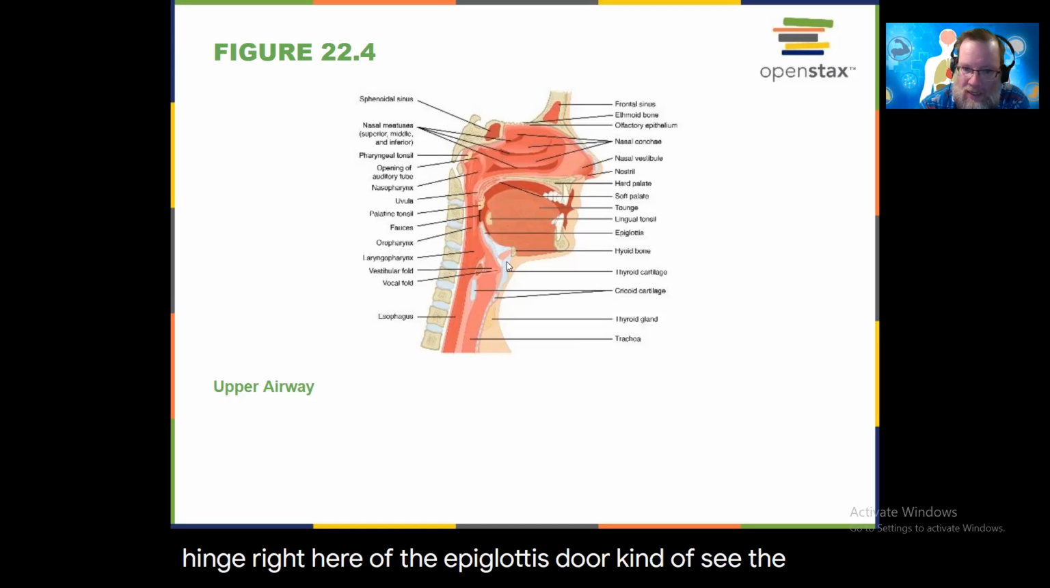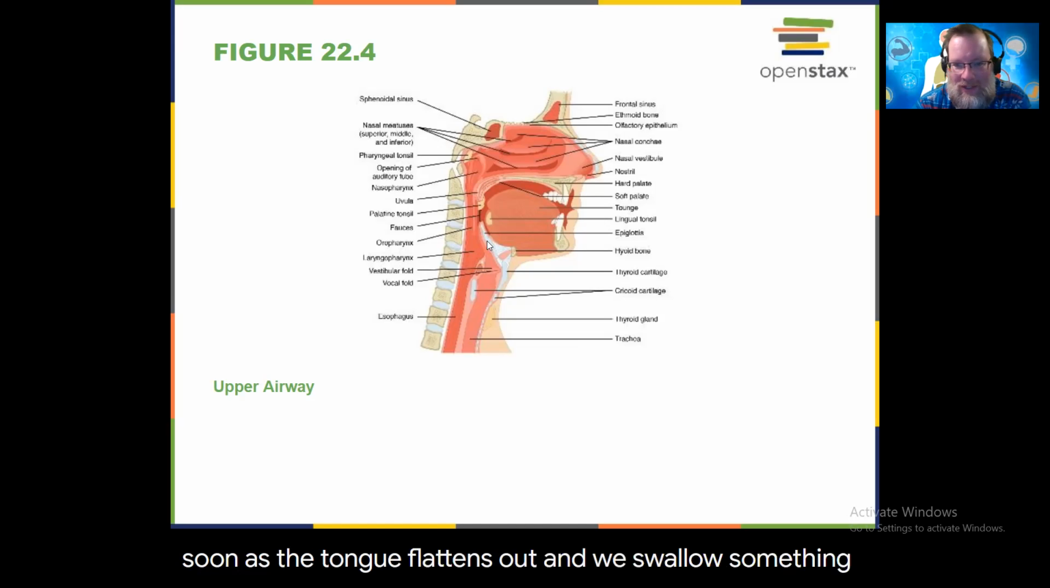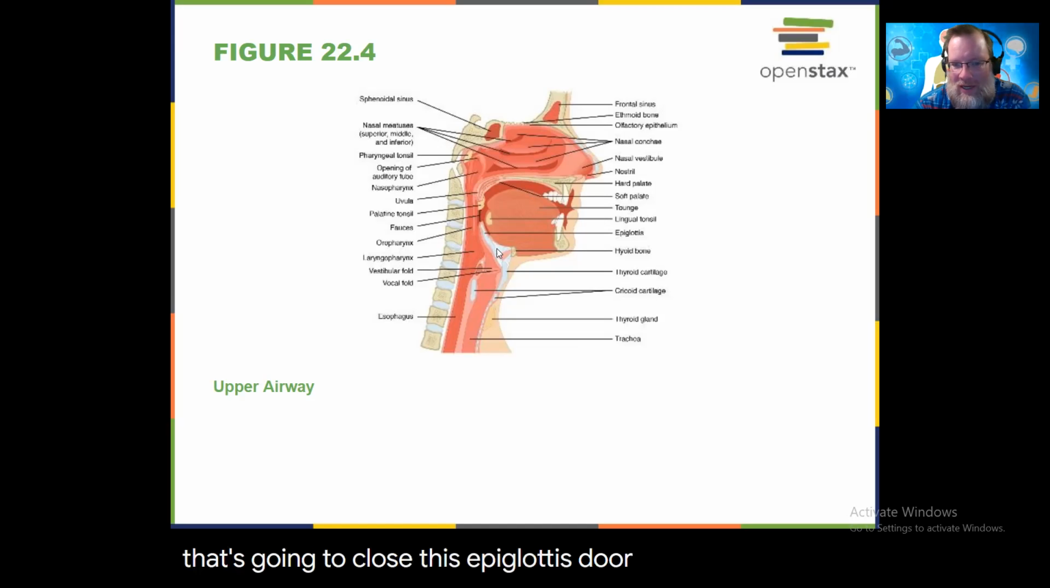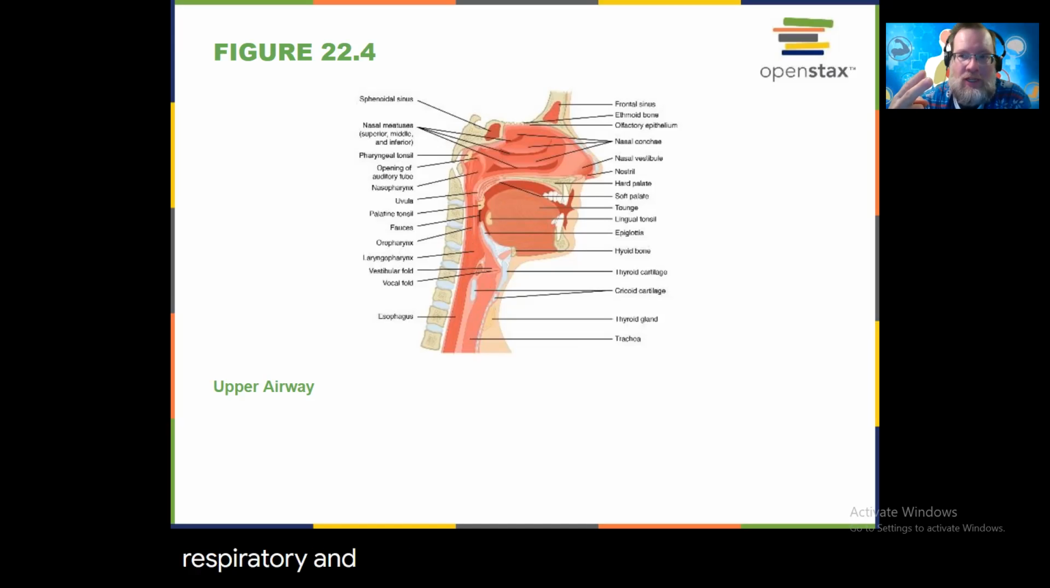You can see and notice too that it's connected partially to the hyoid bone. Again, we see the hinge of the epiglottis. As soon as the tongue flattens out and we swallow something, that's going to close this epiglottis door, and then the respiratory tract is going to be closed off. The oropharynx and laryngopharynx are both part of the respiratory and digestive tract, so we want to keep that in mind as well.